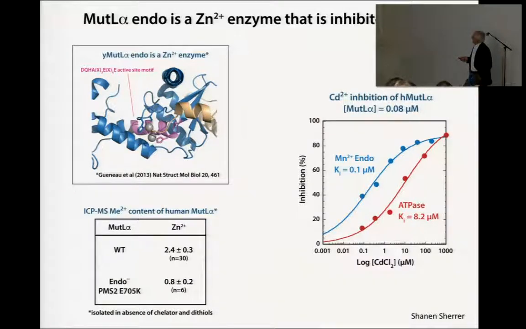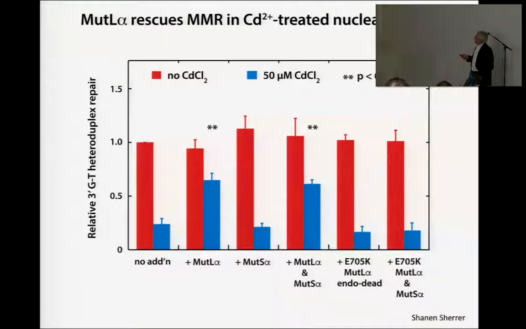And the reason we think that this endonuclease inhibition is significant is shown here. So if you treat human nuclear extract with 50 micromolar cadmium, you inhibit mismatch repair by about 80%. And Shannon showed that this inhibition can be substantially reversed by addition of exogenous MutLα, but not by MutSα. And this MutLα reversal requires integrity of the endonuclease active site.